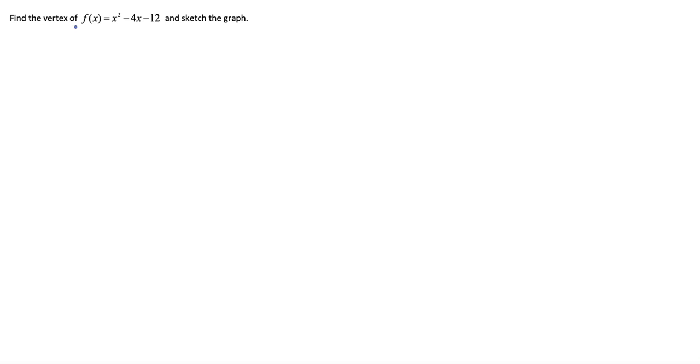Find the vertex of f of x equals x squared minus 4x minus 12 and sketch the graph. Okay, so we know this is a quadratic equation, which means our graph is going to be a parabola, or going to be a U-shape.